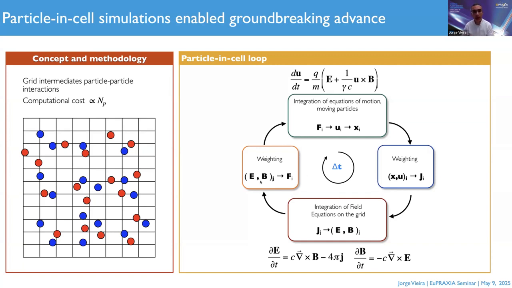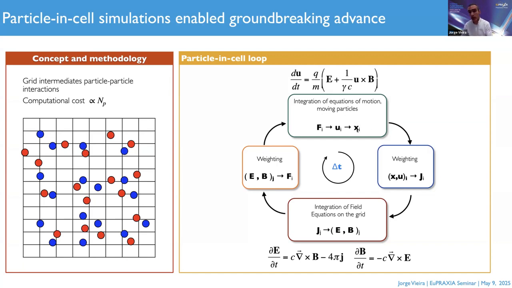So here on the right, we have a typical loop of a standard particle-in-cell code. We start by having some electric and magnetic fields that are defined in this numerical grid. And then we interpolate these fields into the positions of the particles. So particles can move around in this grid more or less freely. Once we have the electric and magnetic fields at the particles' positions, we can compute the force and advance the particle position using the fully relativistic Lorentz force.